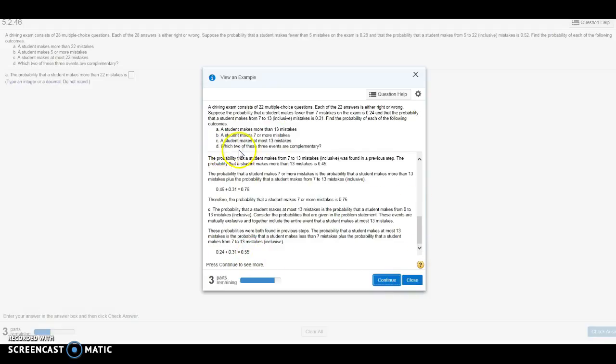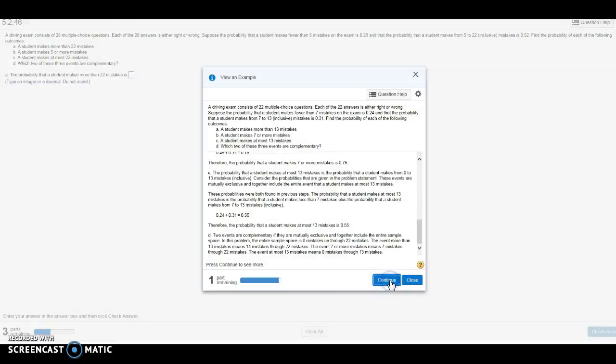And finally, which two of these three events are complementary? And complementary means that when I add them, I get the whole space. Two events are complementary if they're mutually exclusive and together include the entire sample space. So the entire sample space is 0 through 22.